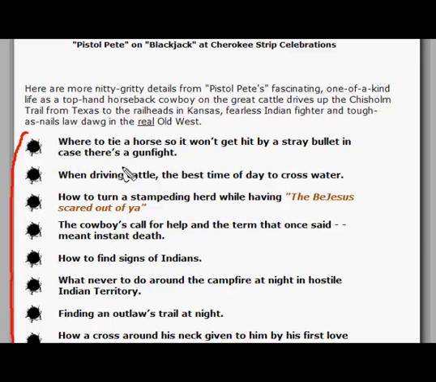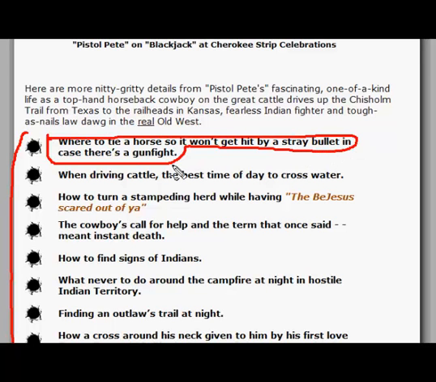Okay, now let's see how we can strengthen these bullet points. Way to tie a horse so it won't get hit by a stray bullet in case there's a gunfight. That's basically the feature. And what's the benefit of this knowledge to them? Why do I need to know where to tie a horse so it won't get hit by a stray bullet? Then you want to go on to say how the reader is going to benefit from this information. You can build curiosity. You can go on to say what the real value of this information is.